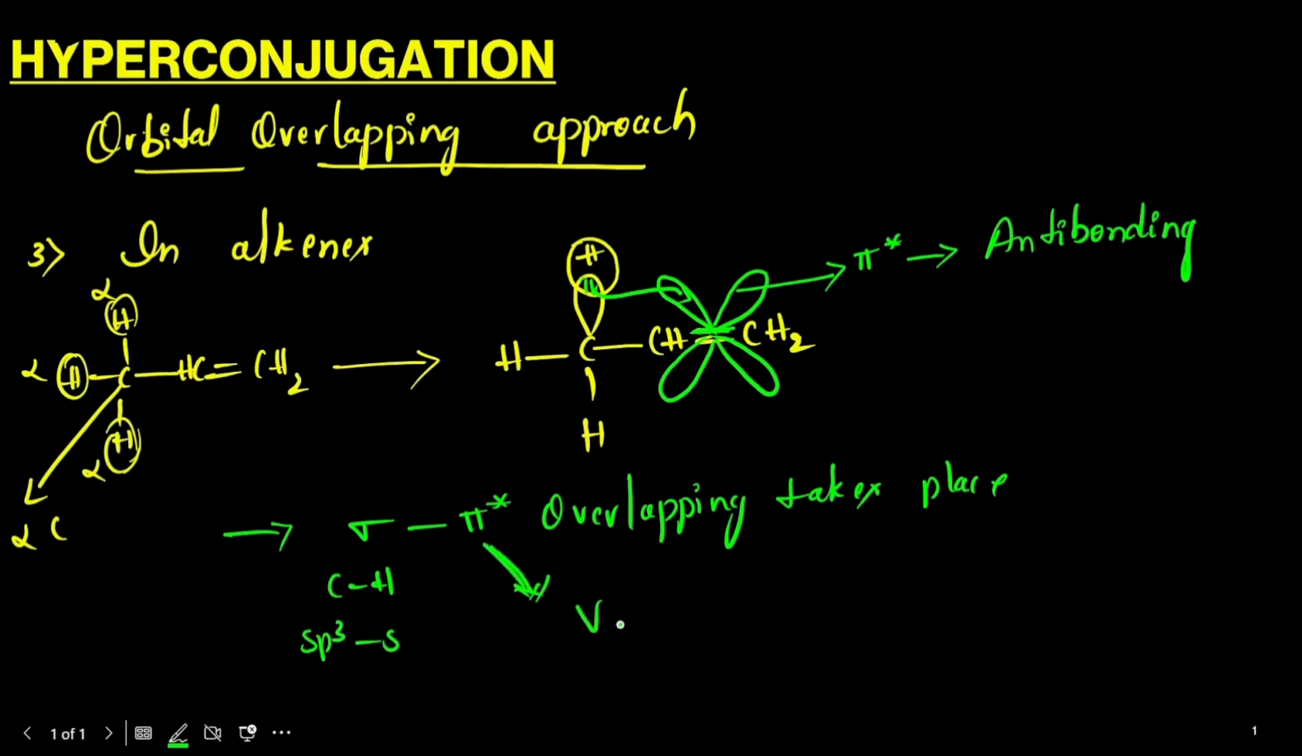this pi star is a vacant anti-bonding orbital. Okay, in alkenes, the overlapping is because of sigma and the pi star anti-bonding orbital.